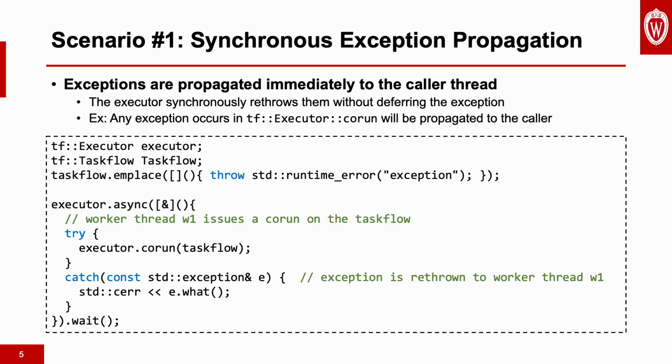Let's take a look at the first scenario, synchronous exception propagation. Under this scenario, exceptions are propagated immediately to the caller thread that is waiting for the execution to complete, such as a corun loop of cooperative execution. For example, the code below issues a corun on the taskflow from a worker thread W1 in an executor. The taskflow has only one task that throws an exception. When a worker runs the task and throws that exception, it will be propagated to worker W1 and handled by its try-catch block.